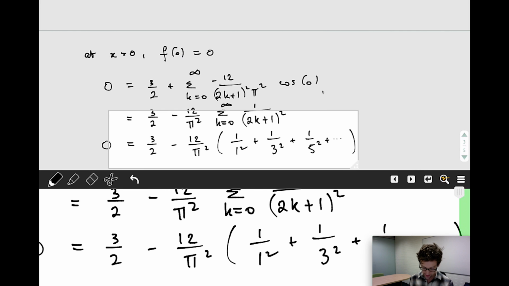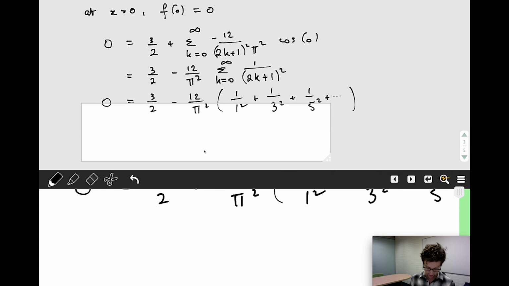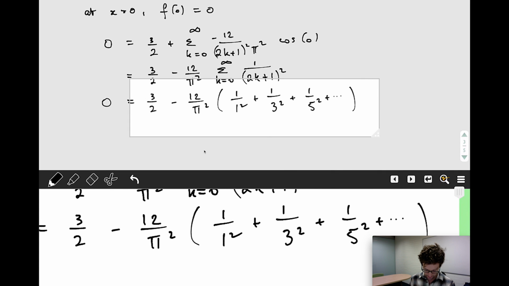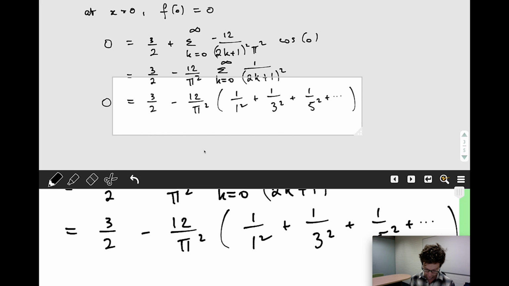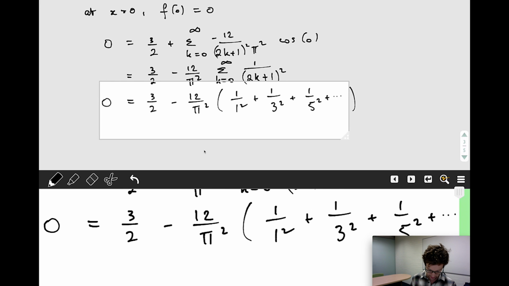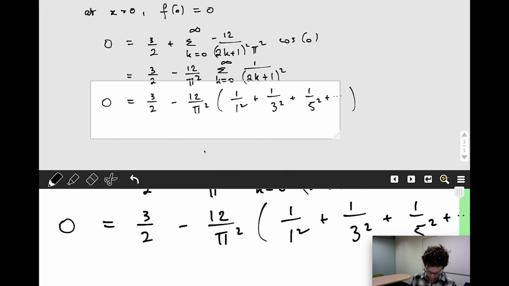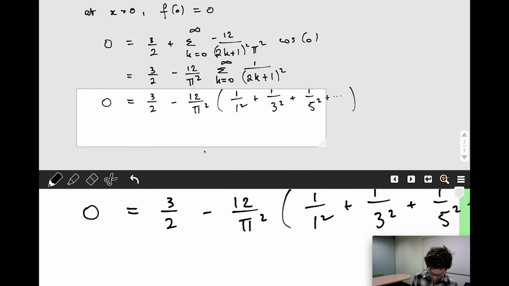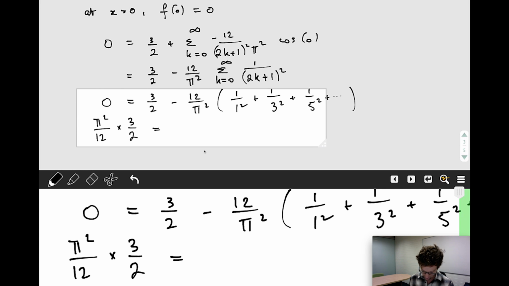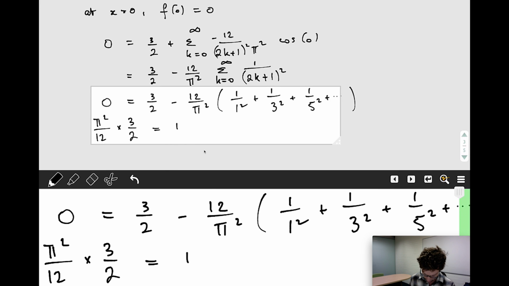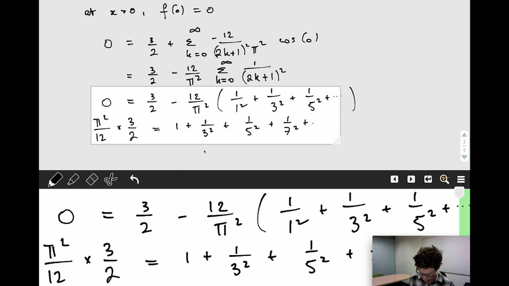So I can actually rearrange this expression now to get a formula for pi squared. Let's bring the 3 over 2 to the left-hand side and multiply everything by pi squared over 12. So I'm going to get pi squared over 12 times 3 over 2 is equal to everything that's left behind. That was 1 plus 1 over 3 squared plus 1 over 5 squared plus 1 over 7 squared plus, and so on.